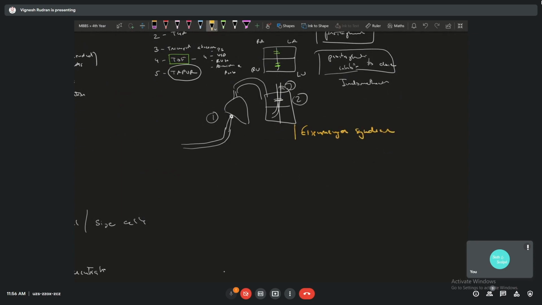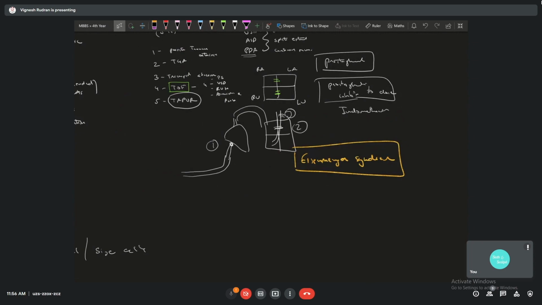So what Eisenmenger syndrome basically is, is a reversal of shunt. So usually the blood flows from high pressure to low pressure, right? So the left side of the heart is usually the high pressure state, but in case of Eisenmenger syndrome, the right side becomes high pressure and the patient starts to develop cyanosis. So that is your Eisenmenger syndrome.